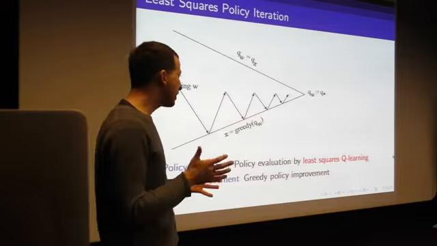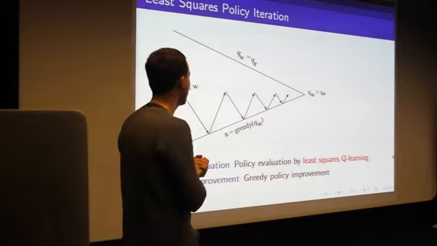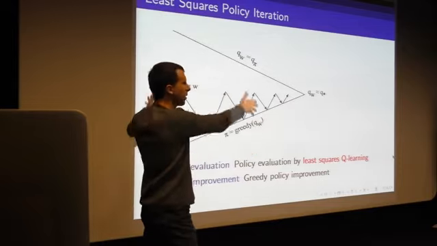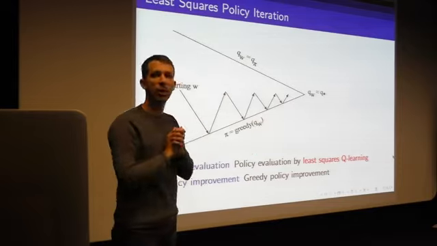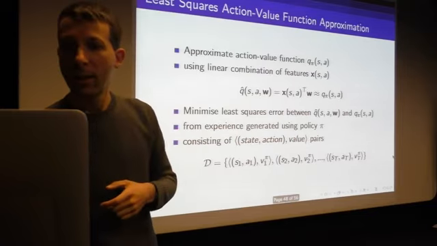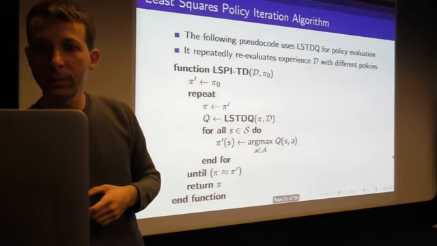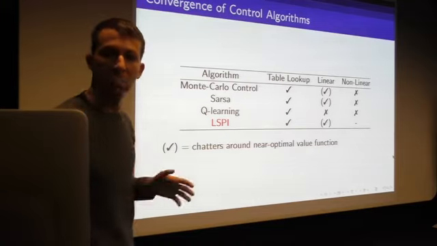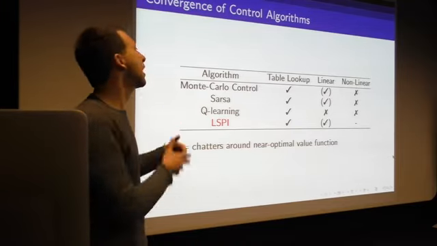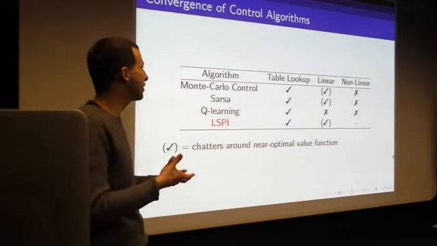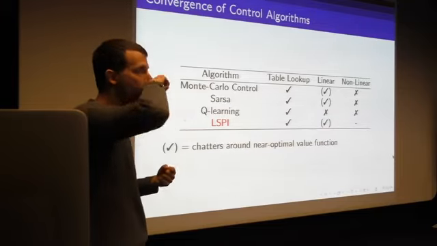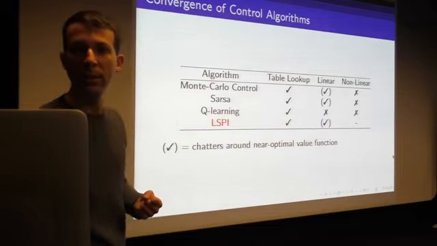So there's a few more details in the slides which roughly outline a little more detail on this algorithm. It's called least squares policy iteration. And it shows that you still have some issues. When you move to control, this still can chatter. So it's not like this solves all the convergence issues.